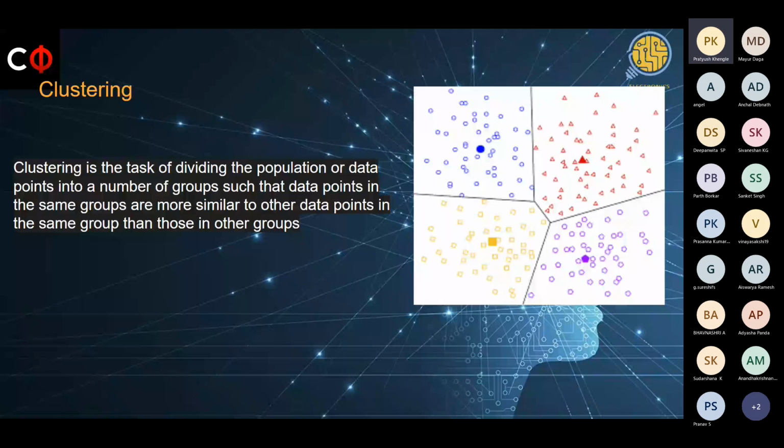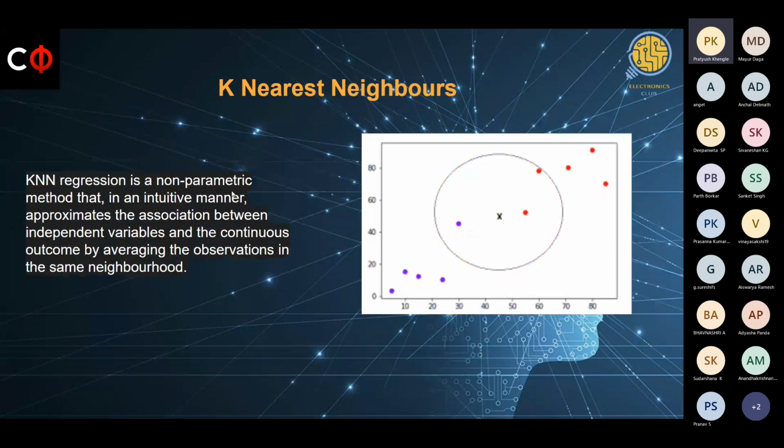In unsupervised learning we make groups of similar data, which is called clustering. One way to cluster our data is called k nearest neighbors. So what we do in k nearest neighbors is, one minute.